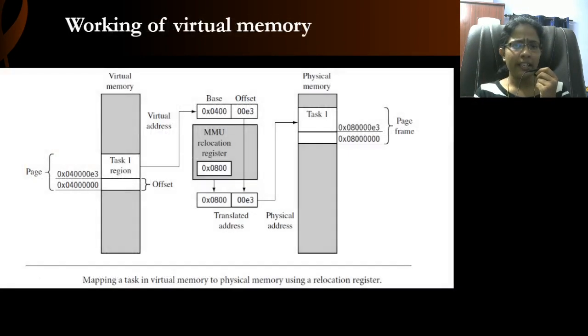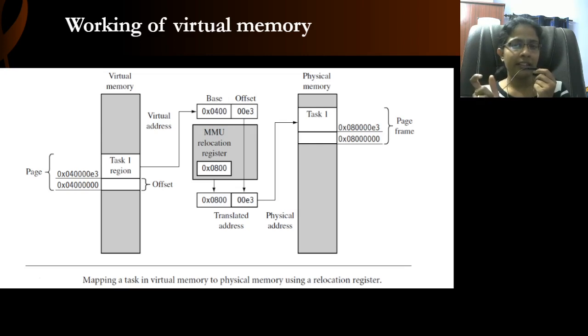Coming to the block diagram, this is how virtual memory will work. Virtual memory has some task T1 starting at the region of 0x04, which is the offset, and your task region is located at the region of E3. That is actually a virtual address, so there will be a base address and an offset. The MMU has one component called the relocation register, so it will find the equivalent physical memory address in the main memory.